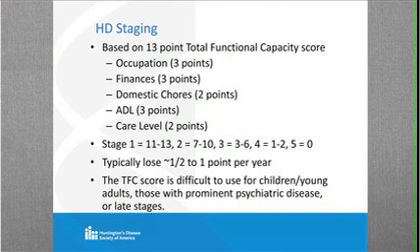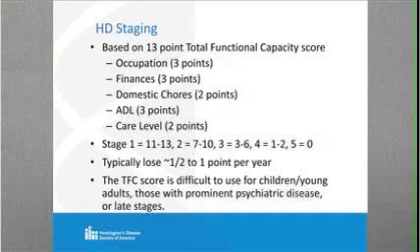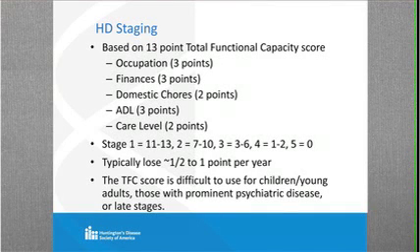Stage 1 is generally scores from 11 to 13. Stage 2 is 7 to 10. Stage 3 is 3 to 6. Stage 4 is 1 to 2. And stage 5 is 0. And often there's a floor effect at about 5 or 6, and people can be there for a very long time. In addition, people can be at stage 0 for 5 to 10 years.